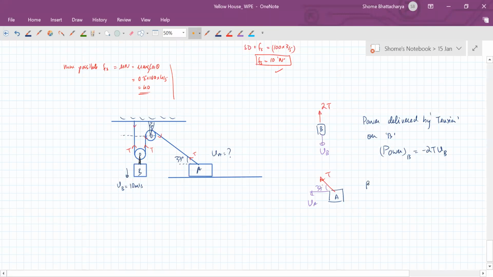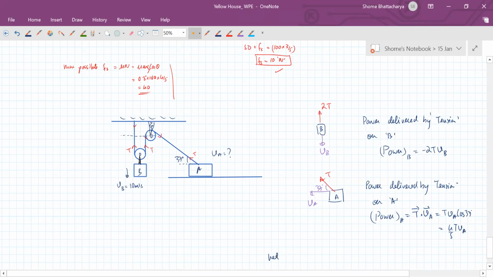So the power delivered by tension on block A is the dot product of these two. So it is T Va cos 37, or that is 4 by 5 T Va.